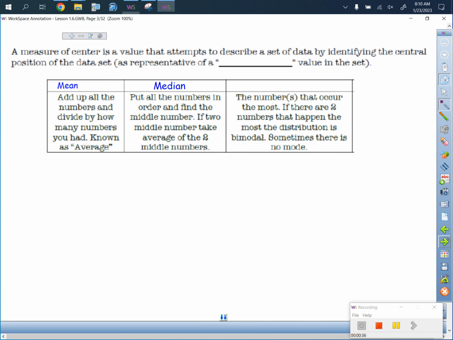If you put all the numbers in order and found the one in the middle, that's called the median. Just like when you drive down the interstate, the median is that ditch between the two highways. So median is like the middle.